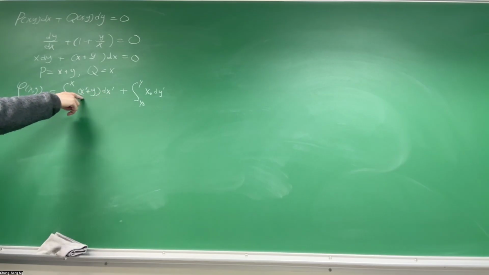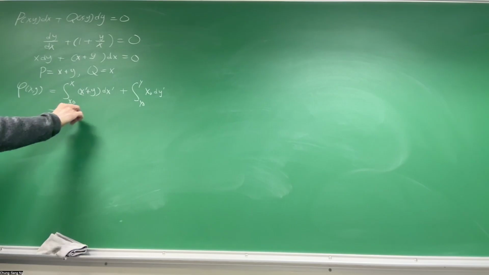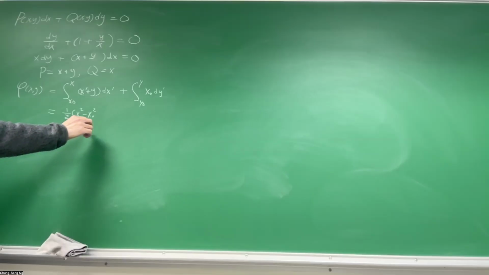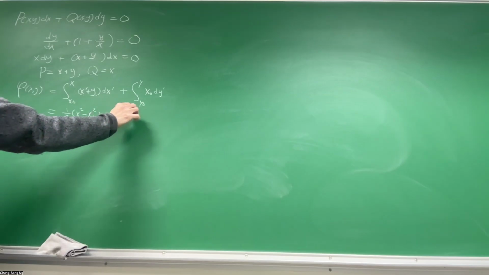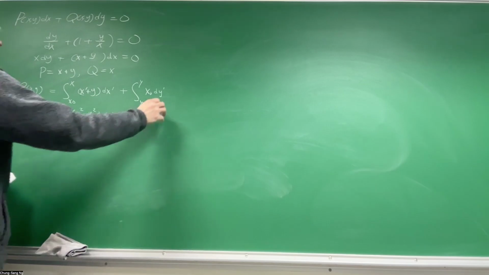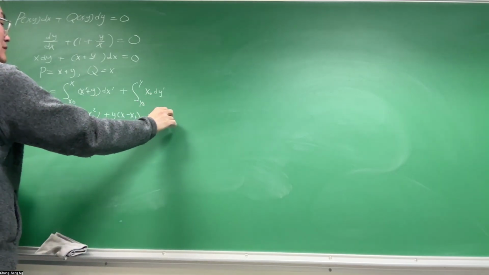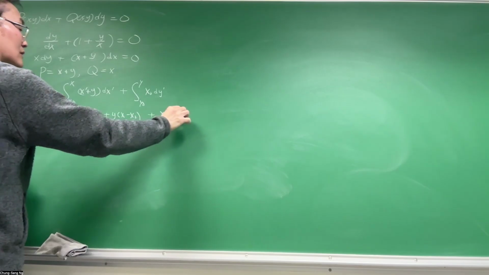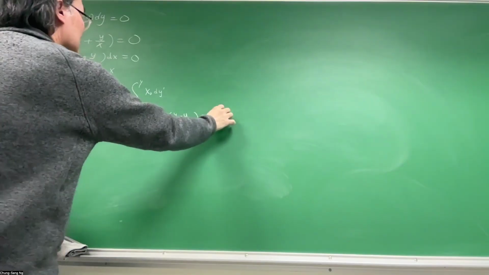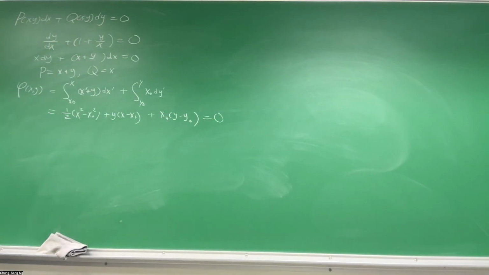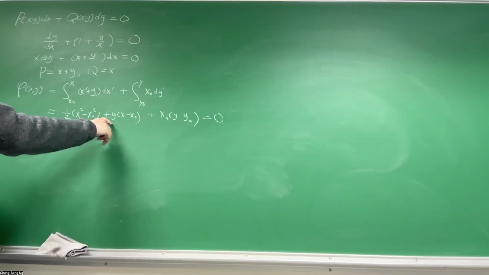The result is, the first term is x squared over 2. So you get one half x squared minus x0 squared. Right? That's the first term. The second term is y times x minus x sub 0. And the second integral is also straightforward, and that equals 0. And now you get an equation between x and y and see if that can be solved.